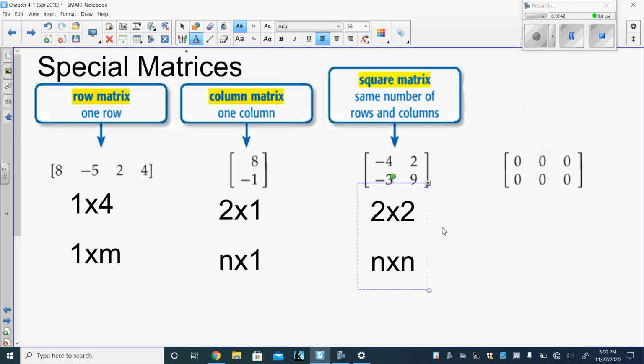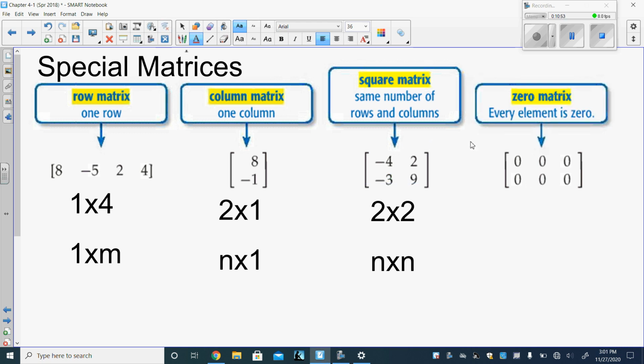Now that brings us to the last one, this one here. Now this one here, it might seem kind of not obvious, but if you look at it, the only elements that we have are all 0. So we call this a zero matrix because every element in the matrix is 0. So it's called a zero matrix.